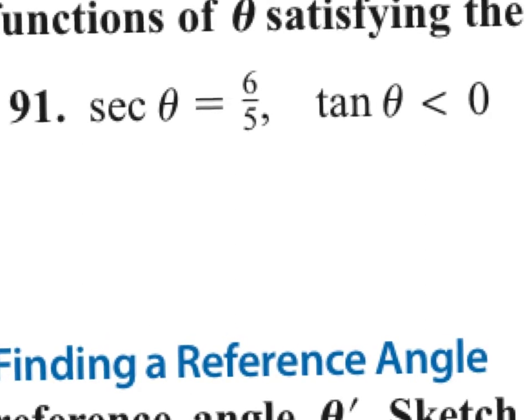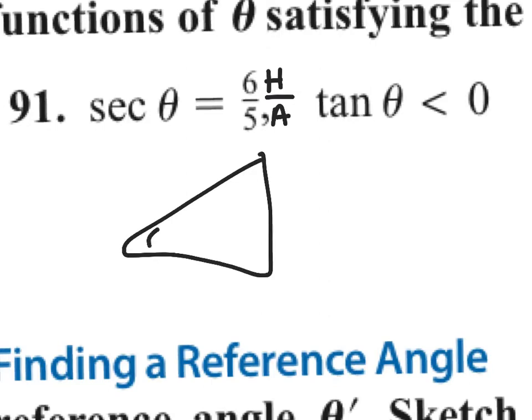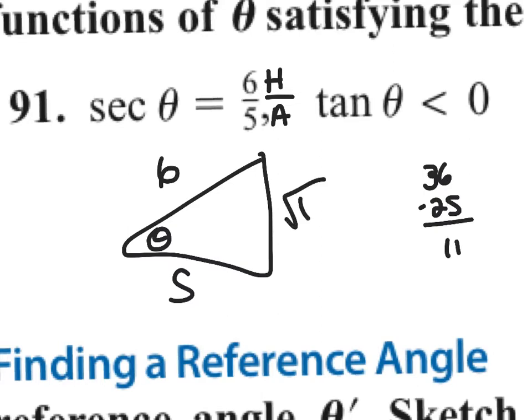So secant is the reciprocal of cosine, right? So this is the hypotenuse over adjacent. And you can draw yourself a triangle. Just realize that it doesn't necessarily make sense in direction. But this would be 6 and this would be 5. So I'd get 36 minus 25, and that's 11. This is square root 11.